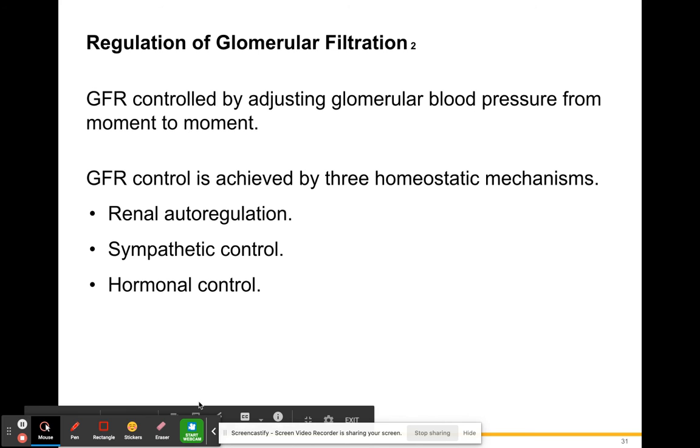And we don't want either one of those. Okay, what is this rate? How do we control the rate, right? The rate of filtration is controlled by glomerular blood pressure. That's going to be the major thing here.